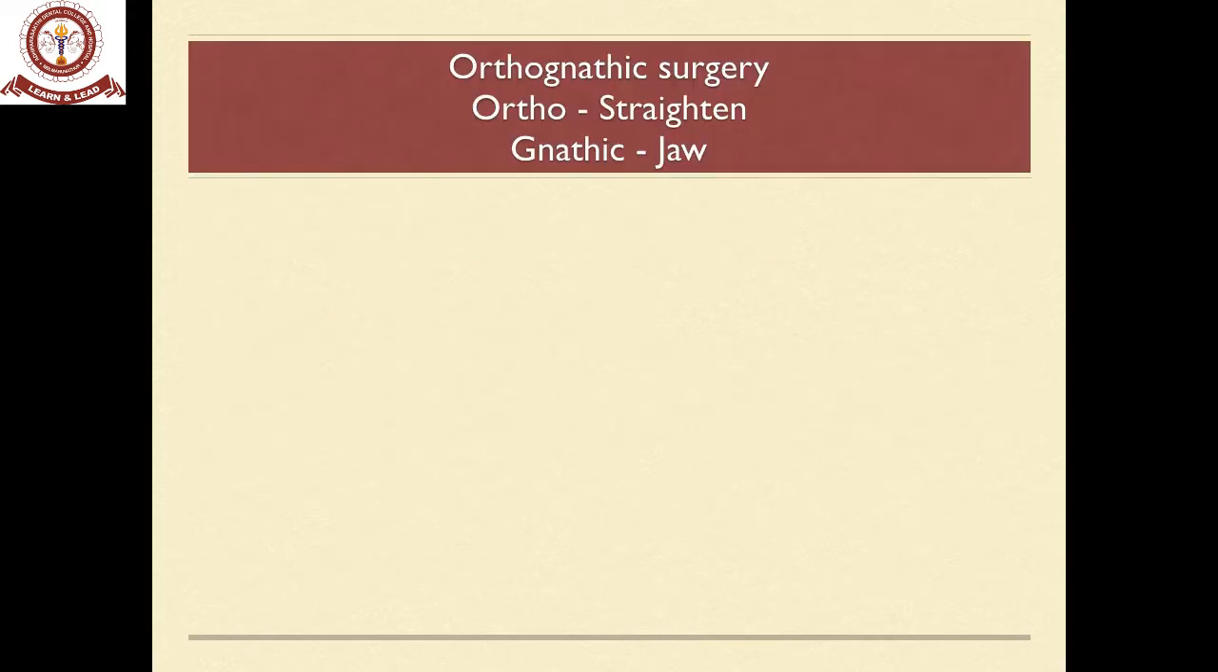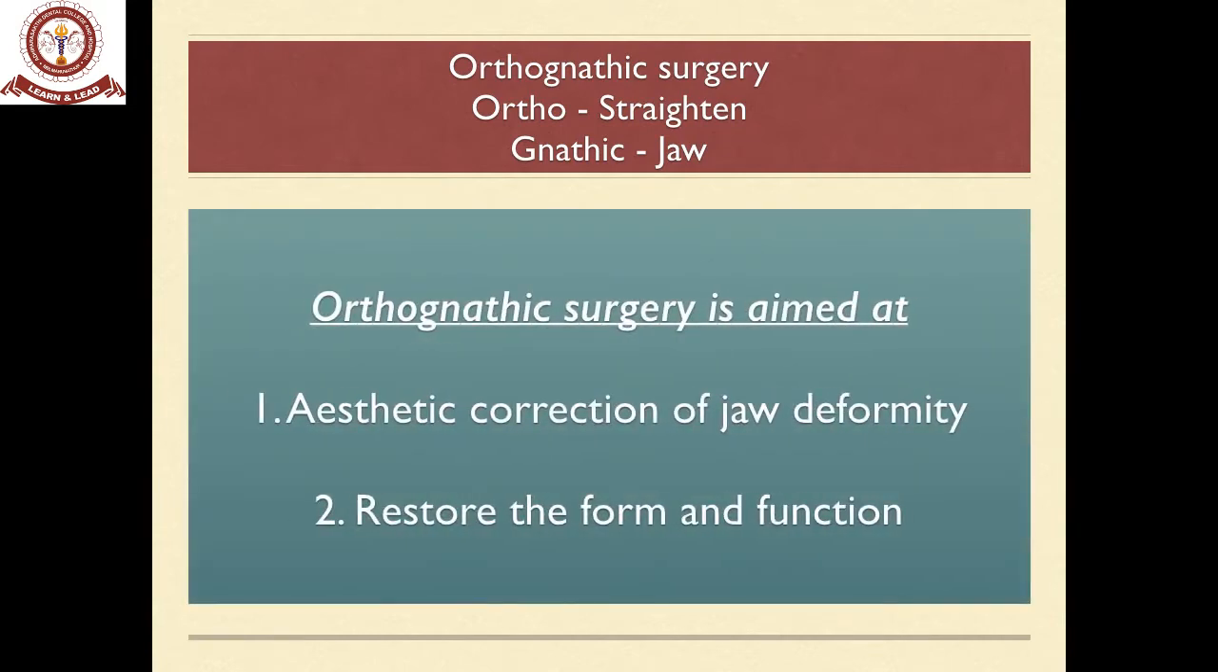Orthognathic surgery. Ortho means straighten and gnathic means the jaw. So, orthognathic surgery means straightening the jaw. Whenever there is a deficiency or prognathism of the jaw, we try to correct the jaw, either the upper jaw or the lower jaw, by doing a surgery to correct the underlying skeletal discrepancies. So, orthognathic surgery is aimed at aesthetic correction of jaw deformities and also to restore the form and function.